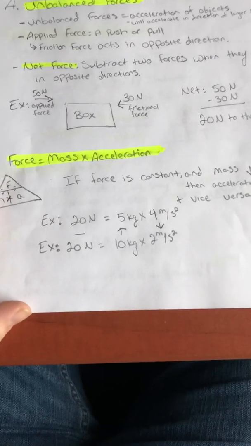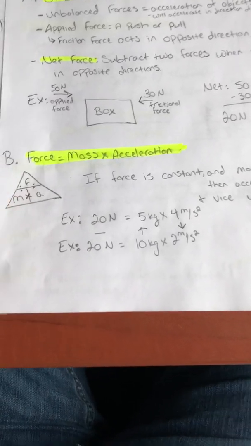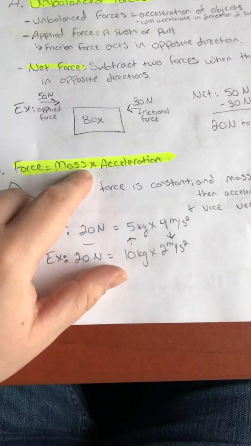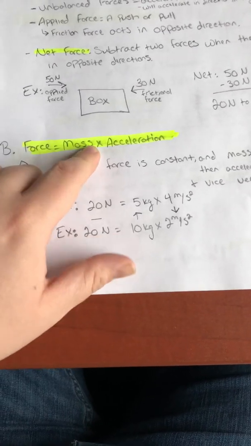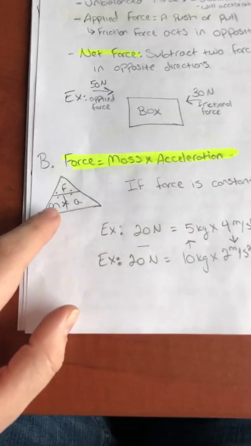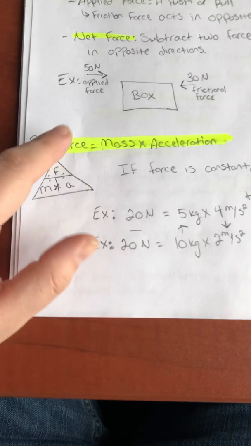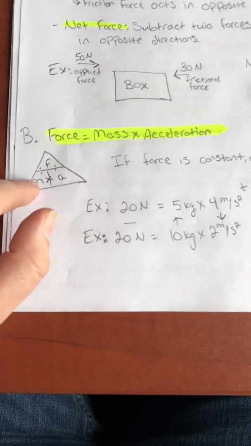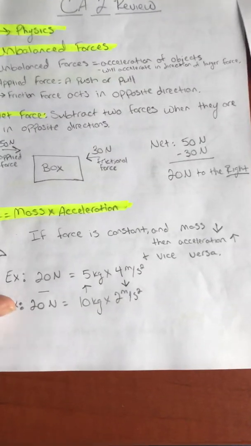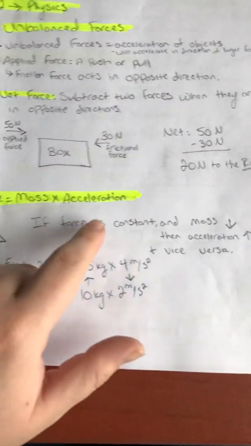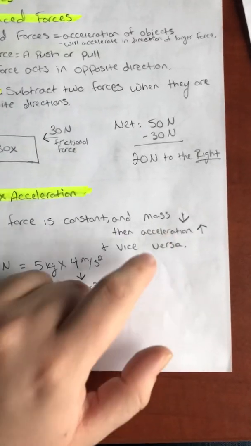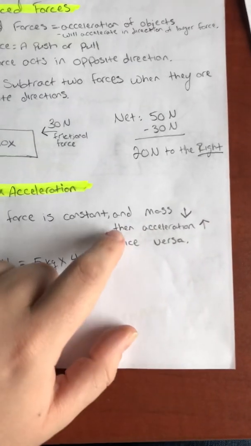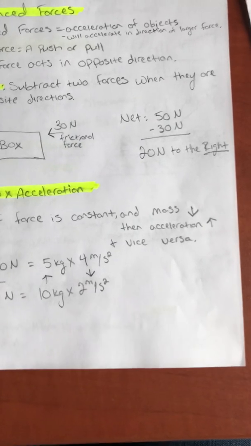Our next section is force equals mass times acceleration. Y'all remember, this equation will be given to you on the test, but the magic triangle will not. So anytime that you have a force, mass, or acceleration problem, you need to write this equation down and then draw your magic triangle, right? So if a force is constant and mass decreases, then the acceleration must increase and vice versa. Let's look at an example of that.